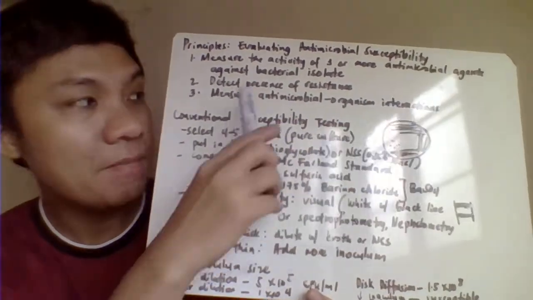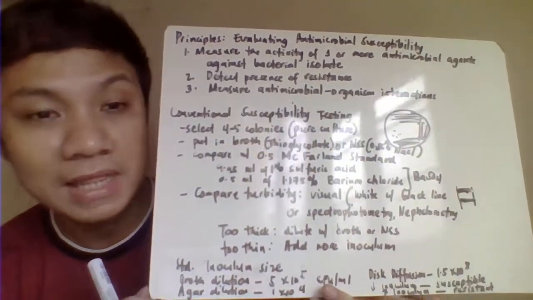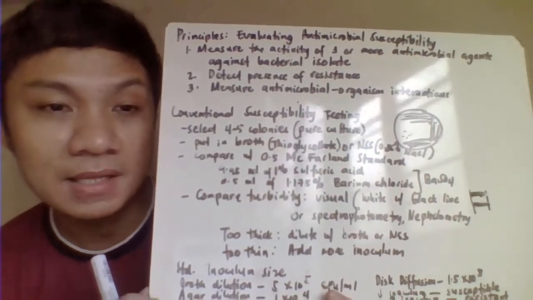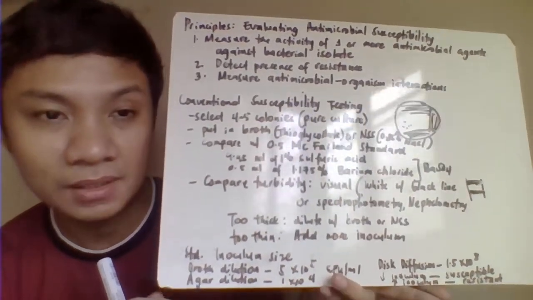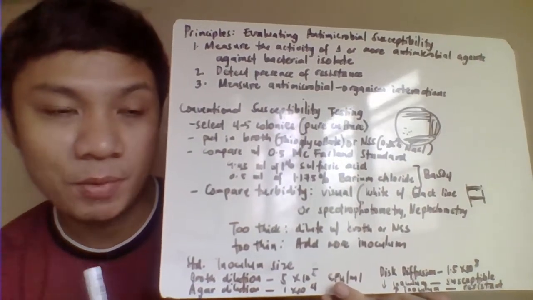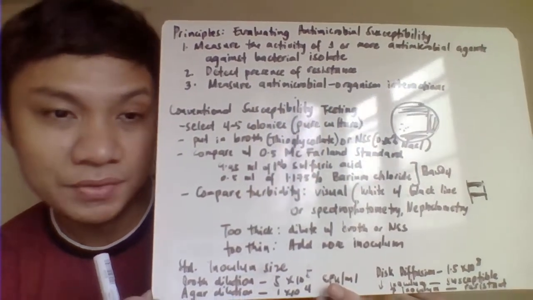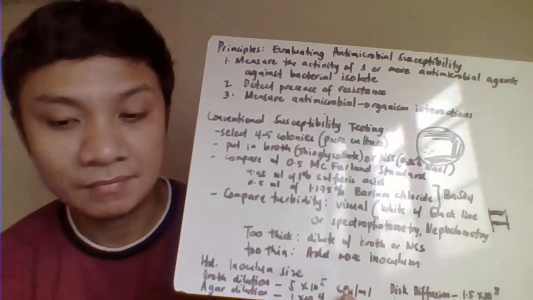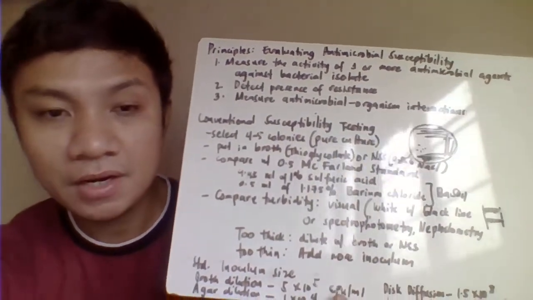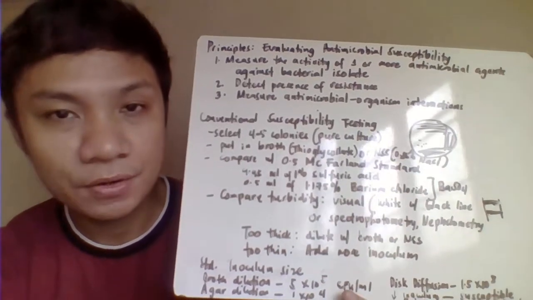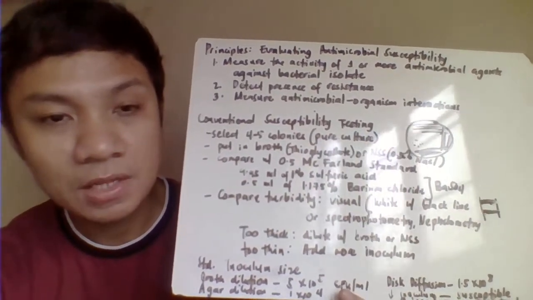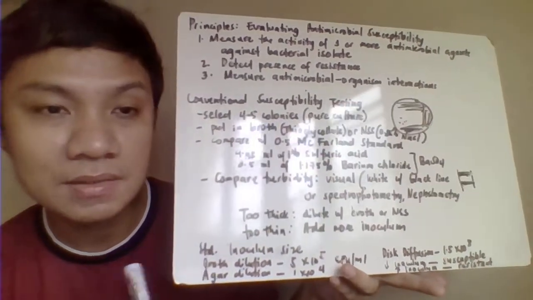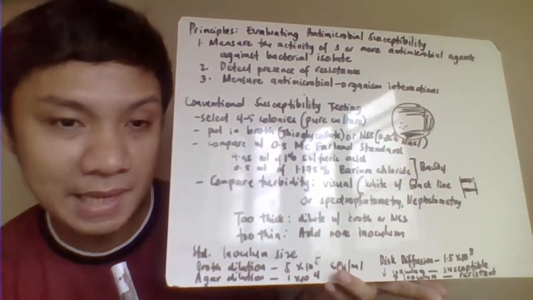So, we can perform kill tests, kill time studies, or minimum bactericidal concentration to know how much, or what would be the effective dosage of your antibiotic that kills or suppresses, something like that. Okay, so the first step in our antimicrobial susceptibility testing would be the standardization of your inoculum size.